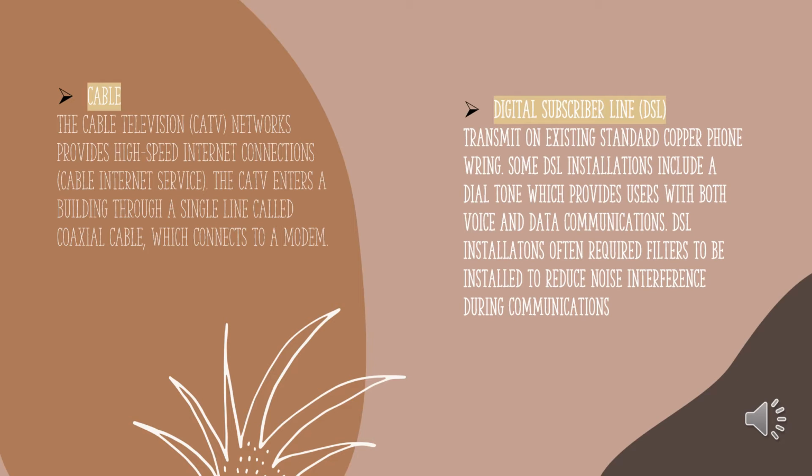Next is the digital subscriber line, or DSL. DSL transmits on existing standard copper phone wiring. Some DSL installations include a dial tone which provides users with both voice and data communications. DSL installations often require filters to be installed in order to reduce noise interference during communication.